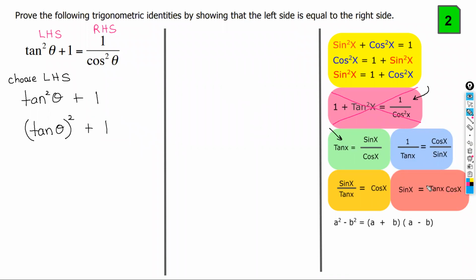With that in mind, wherever I see tan, I can replace it with what? Sine on cosine. So inside here, remember, that's a bracket and you have a squared here. I could put sine theta divided by cosine theta. And then we have the annoying positive 1 waiting on the outside. Take down up to there.